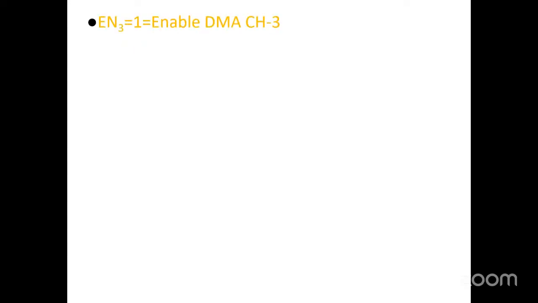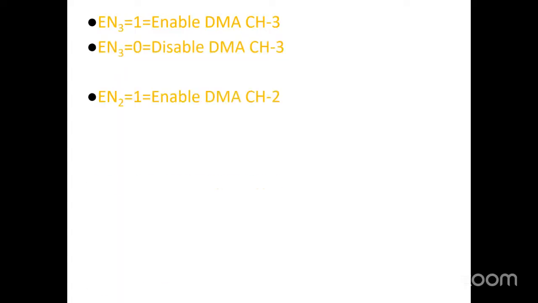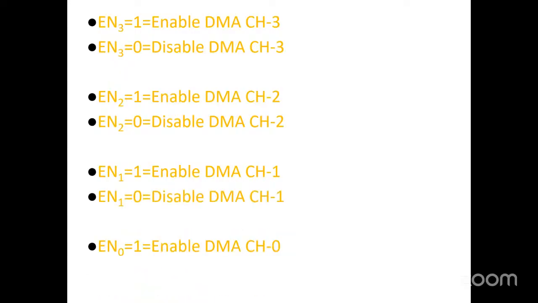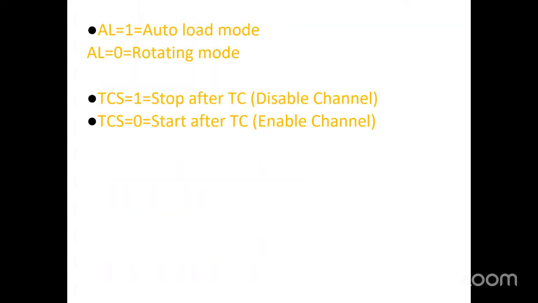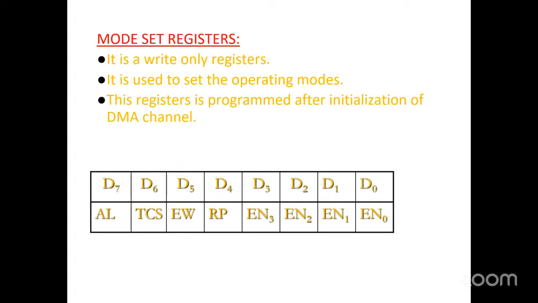Next, enable DMA channel 3, enable, disable. These are the enable channels: enable channel 3, enable 2, enable channel 0, channel 1, channel 2, channel 3. If you want to enable channel 1, then you keep it here, EN1 equal to 1. And if you want to disable, you make it 0. 1 means enable, 0 means disable, up to 4 channels: channel 0, channel 1, channel 2, channel 3.